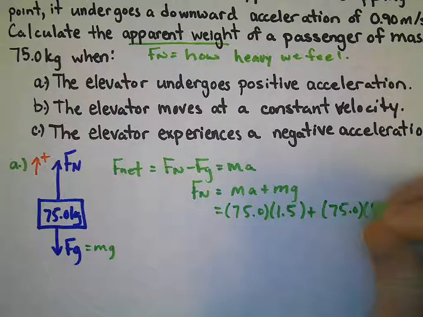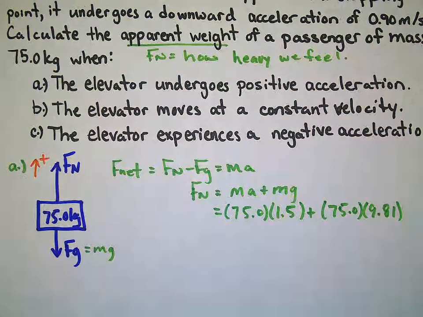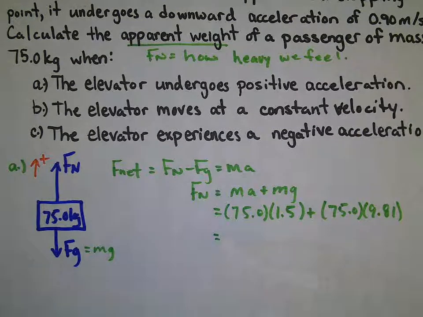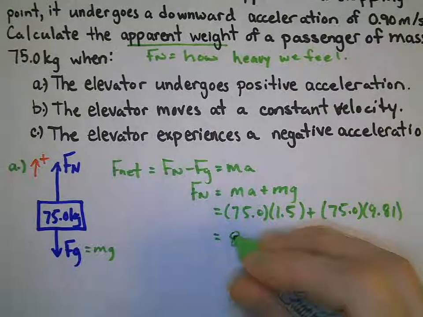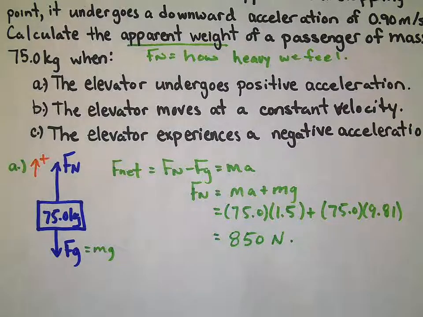After making the substitutions and punching this into your calculator, the apparent weight of this passenger is 850 newtons. Significant digits, we're good, 2 significant digits at most. There is our apparent weight in a positive acceleration.